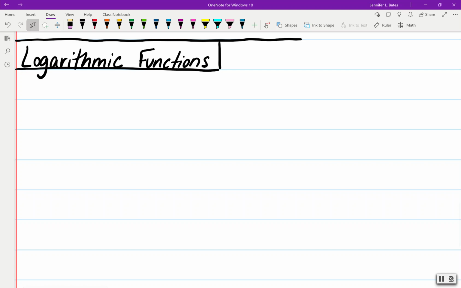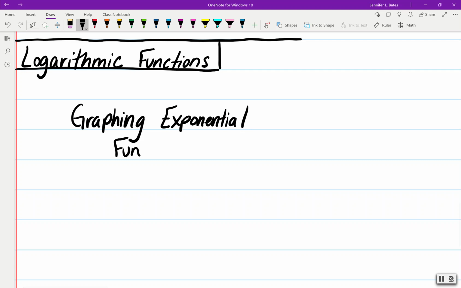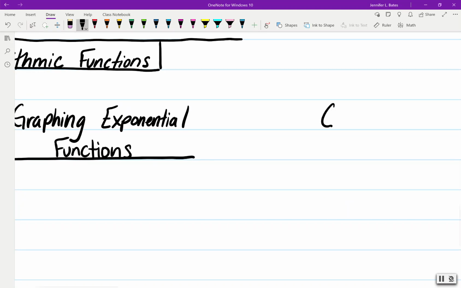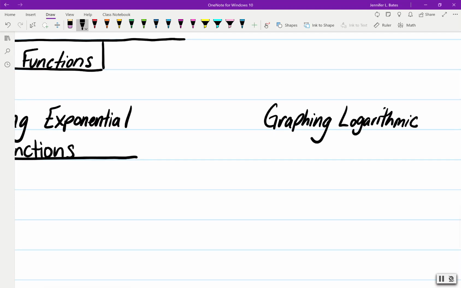So, we're going to make 2 columns. Our first column is going to say graphing exponential functions. Our second column is going to say graphing logarithmic functions.